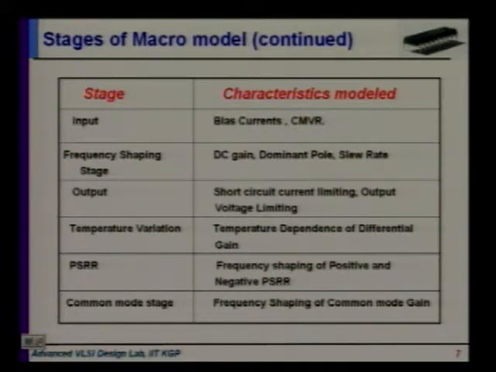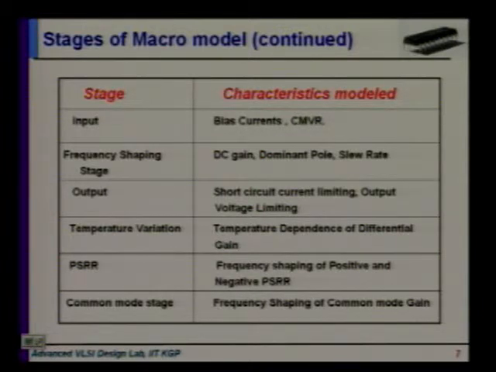In the frequency shaping stage, it models your DC gain, dominant pole, and the capacitor. You see that compensation capacitor CC. The poles, your UGB, and your slew rate, these three things are controlled by that particular capacitor. So your frequency shaping stage models DC gain, dominant pole, slew rate, all these things.